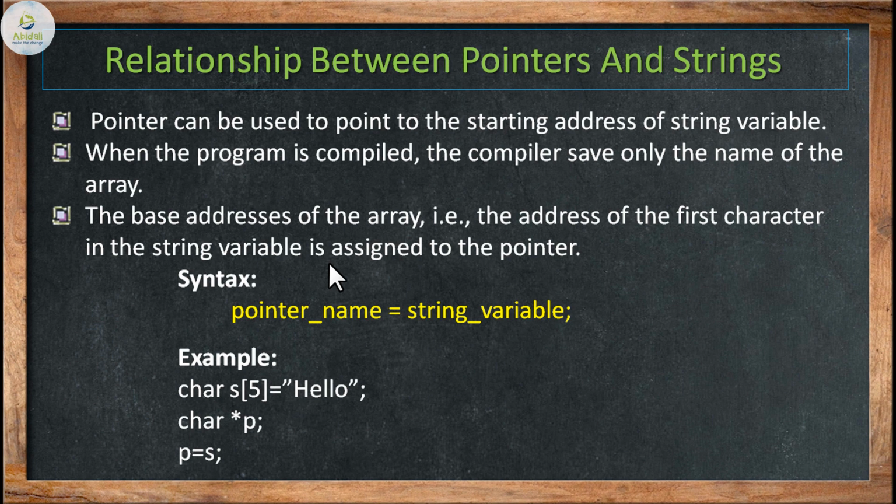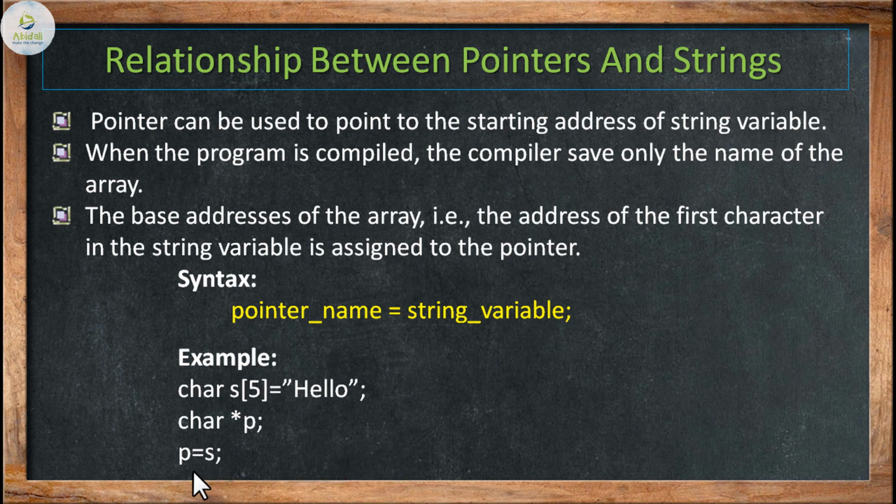Automatically the pointer will be created. The pointer will have the same name as the array name, but when referring to it, we will not be using the subscript that we have seen in the array and the pointer. So pointer name is equal to string variable, that is assigning the value. Take an example: character S consisting of 5 characters assigned to hello. A character pointer will be created. Pointer is equal to string variable name. On both sides we don't have subscripts. S is an array, and it will not have a subscript here. It means that P is equal to address of S of 0.